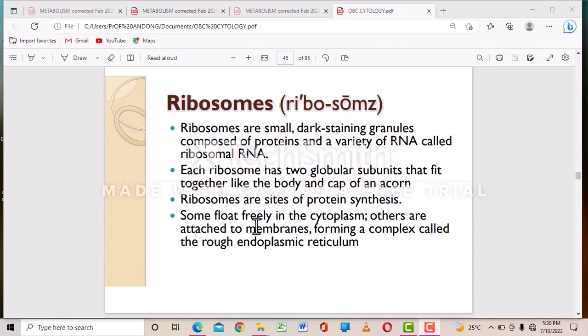Now, ribosomes can be divided into two. You have ribosomes that freely float in the cytoplasm, that is free ribosomes, and ribosomes that are found bound to the endoplasmic reticulum, that is the rough endoplasmic reticulum. Now, it must be noted that free ribosomes are actually involved in formation of proteins for the cytosol, while ribosomes bound to the rough endoplasmic reticulum are actually involved in formation of proteins that will be exported out of the cell and proteins for the plasma membrane.